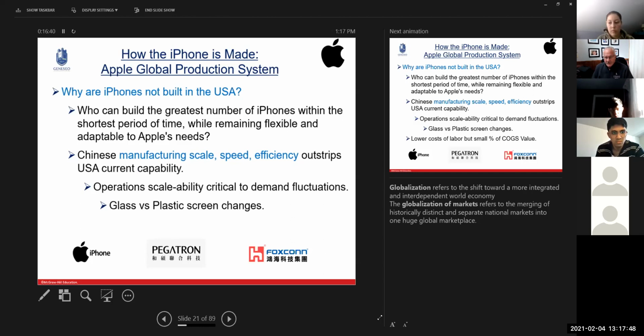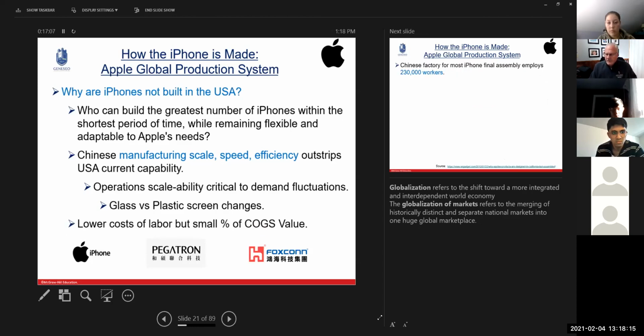Product components might change. At one point, iPhone had a plastic screen on it. The engineers and the leadership at Apple said, no more. We want the best glass, something that doesn't shatter, et cetera, a variety of features to that glass. So they made some product changes. Who can respond to those product changes quickly?